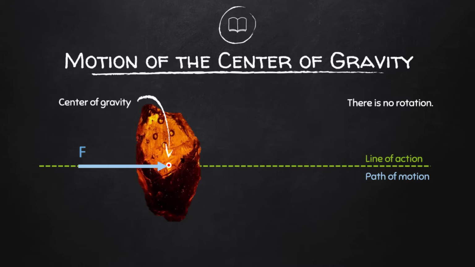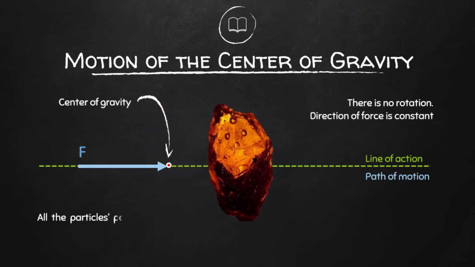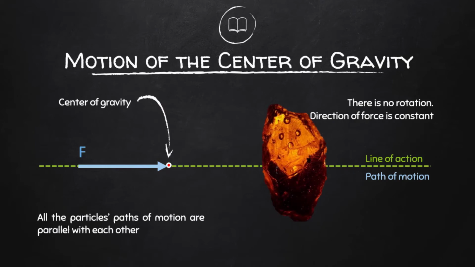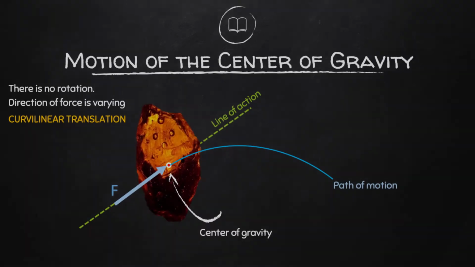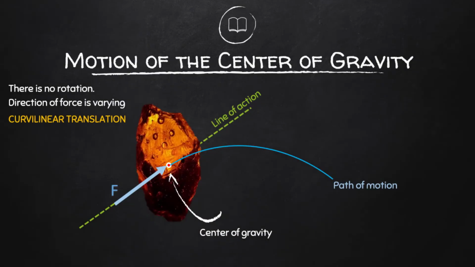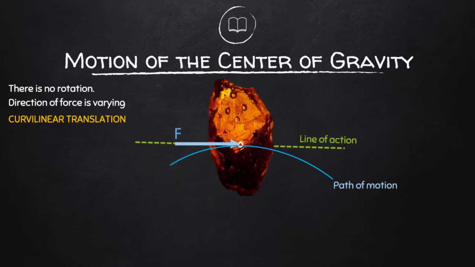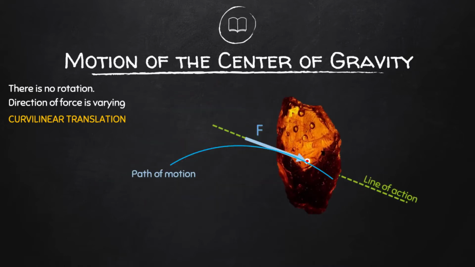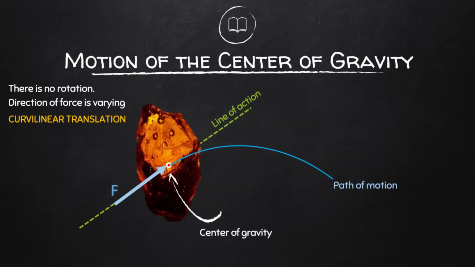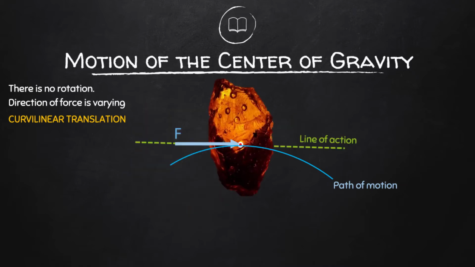And if the direction of the resultant force is constant, the motion path of all particles will be straight lines parallel with each other, and this is called rectilinear translation. If the direction of the resultant passing the center of gravity of the body is varying, the motion path will be a curved line called curvilinear translation or curvilinear motion.